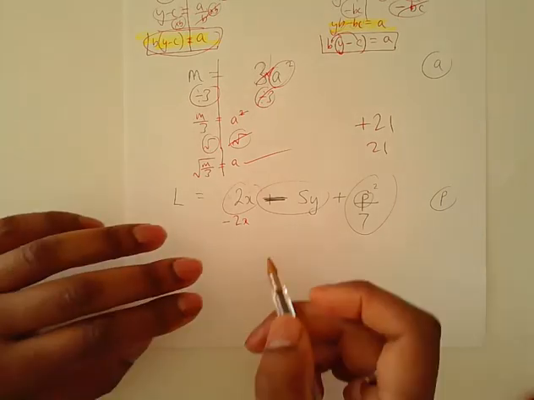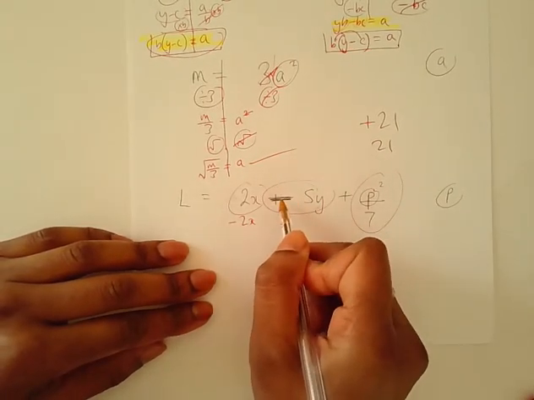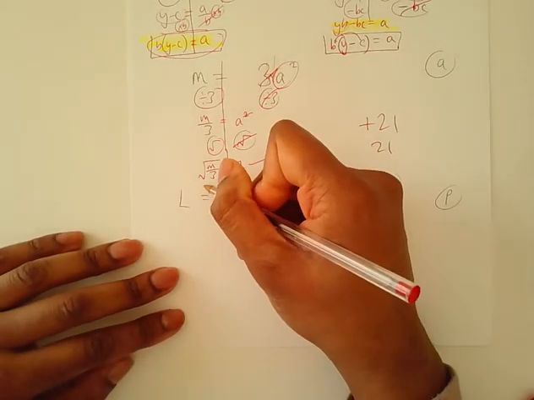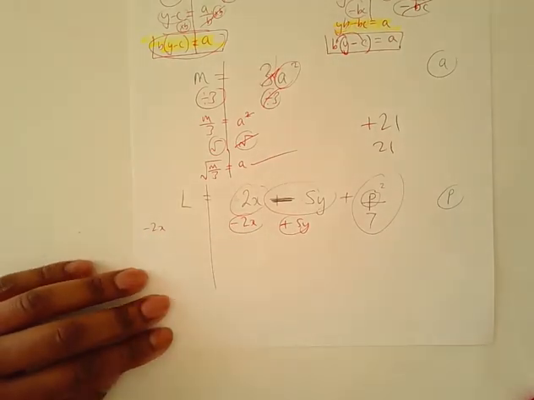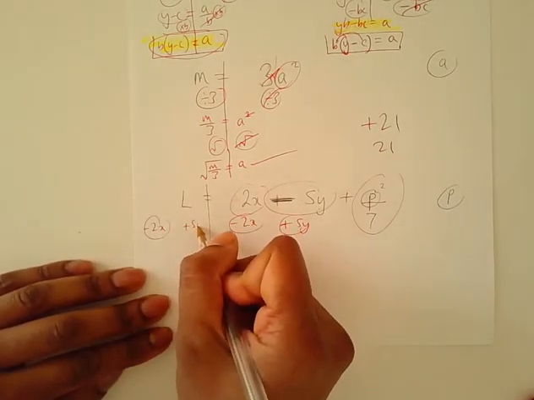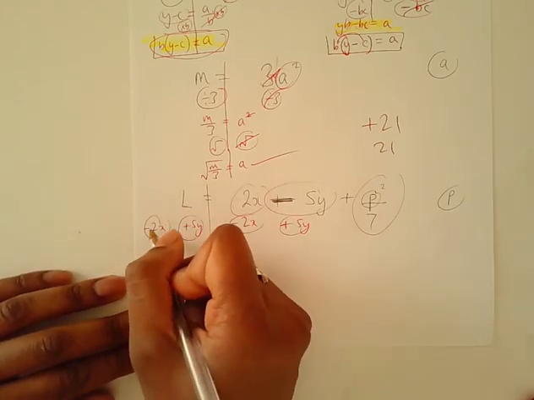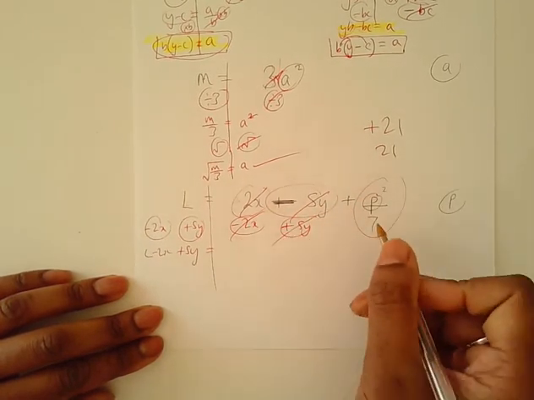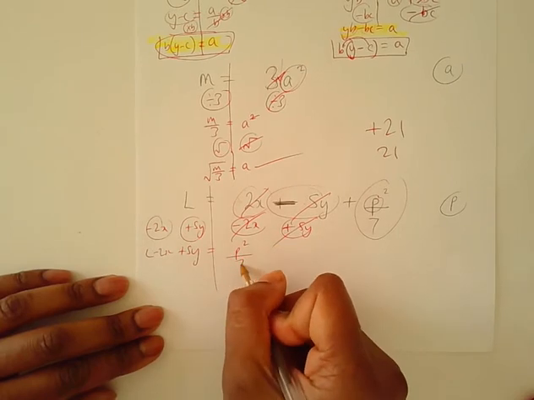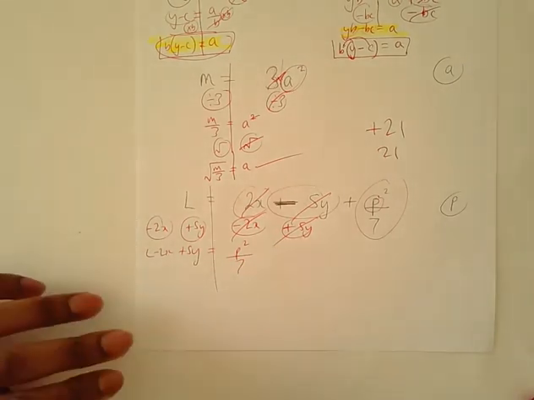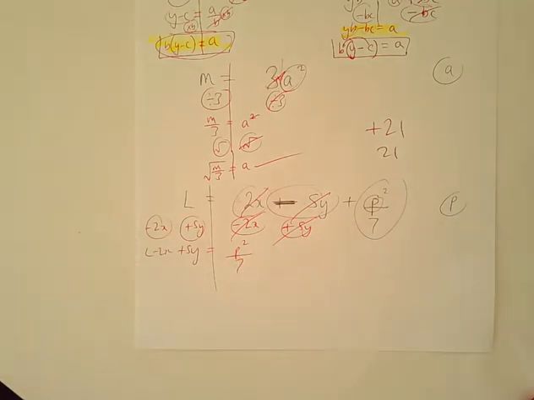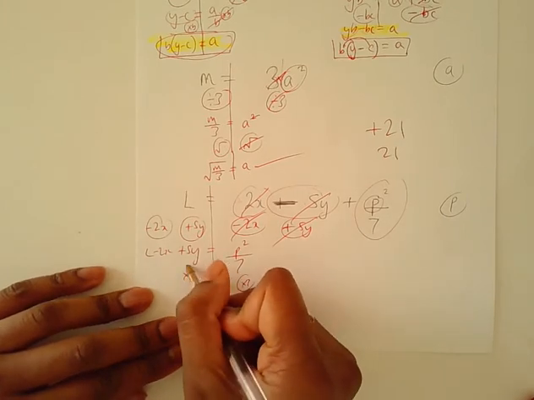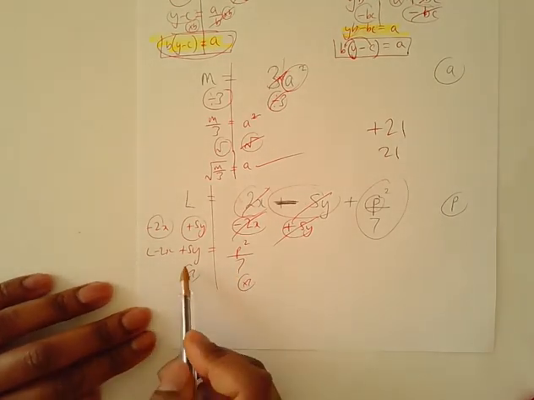And I'm going to do this one at the same time as well. To get rid of minus 5y, plus 5y. So I'm doing two things all in one line. Do the same on the other side. That's going to leave me with L minus 2x plus 5y. So you're left with p squared over 7. Now, I don't like fractions in this case. So to get rid of divide by 7, times by 7. Do the same on the other side, so now you'll end up multiplying everything by 7.